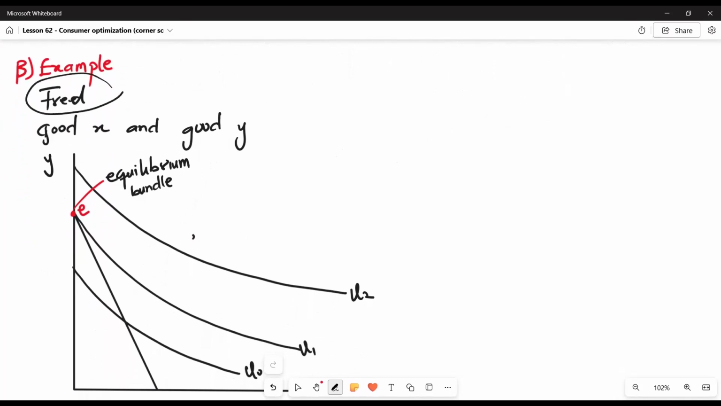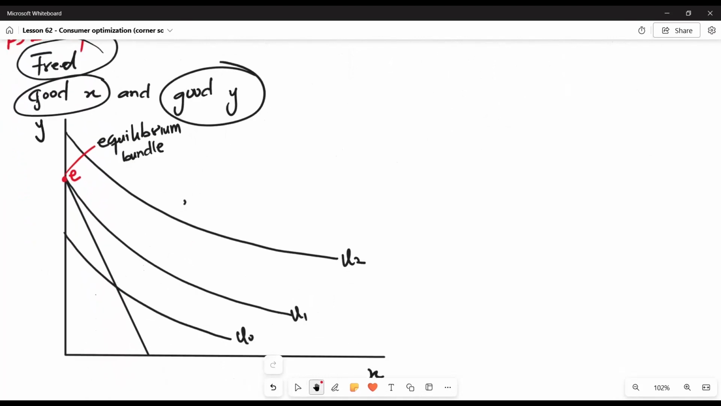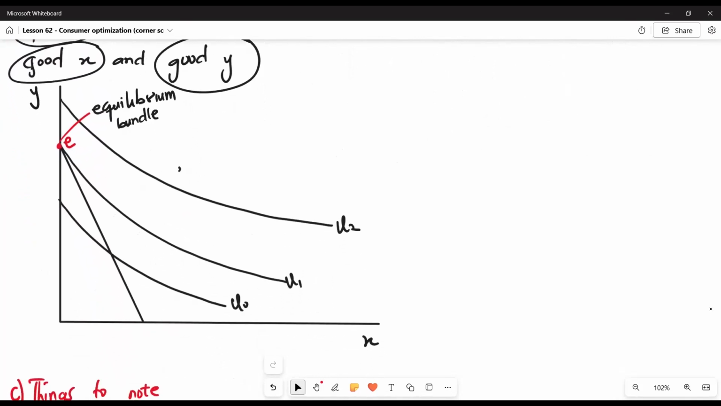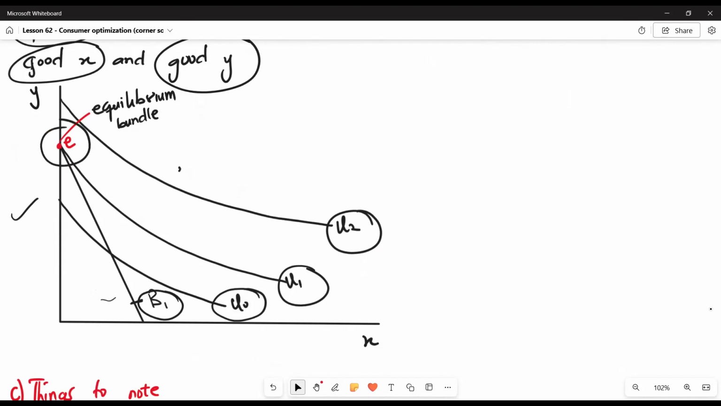We'll consider a consumer named Fred who consumes two goods, good X and good Y. Now, Fred's indifference map and budget constraint can be represented in this figure here. So we see Fred's indifference map consisting of indifference curves U0, U1, and U2. And this line represents Fred's budget line B1. According to this figure, point E is on the highest indifference curve that can be reached by Fred given his budget constraint. At bundle E, Fred uses all his income to buy good Y and buy zero of good X.